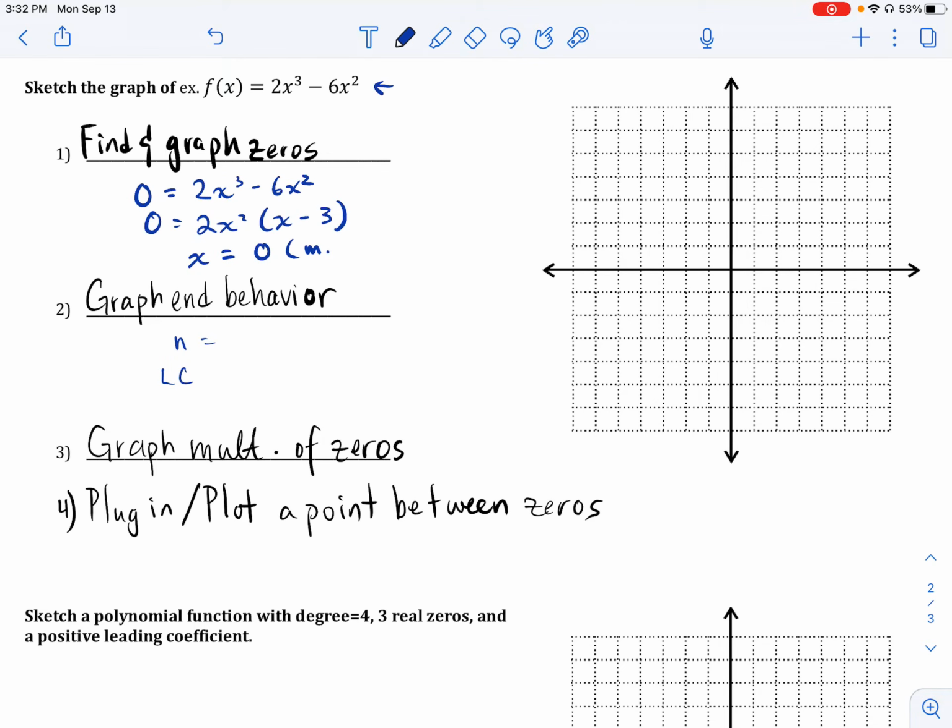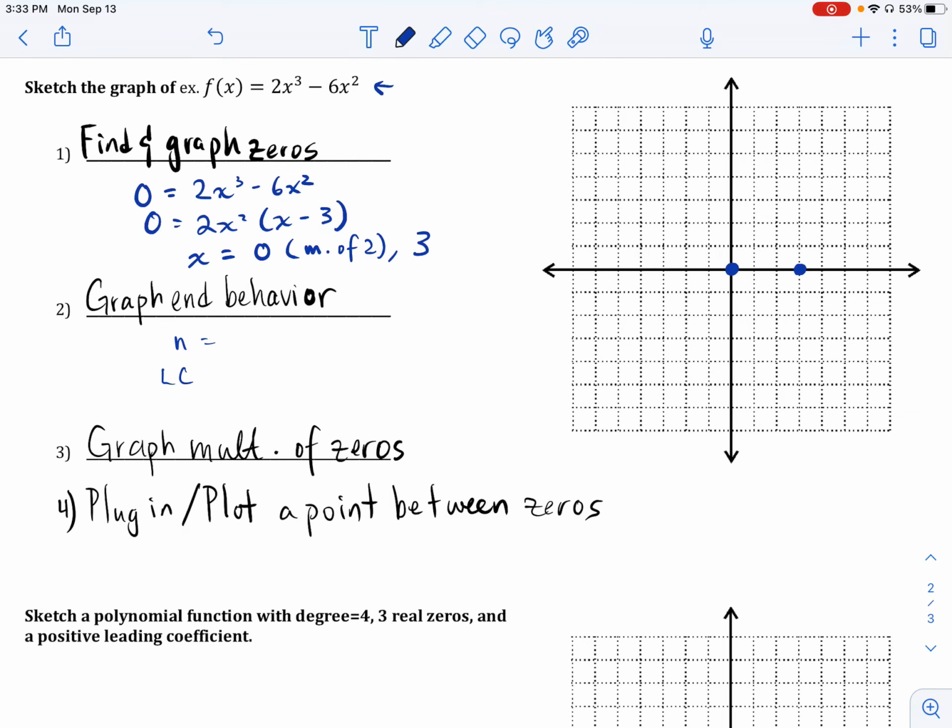and we notice that that 0 appears twice, so we say that it has a multiplicity of 2. And then 3 is the other 0. So we found our zeros, and now let's graph them. We're going to have one zero at 0, and then another zero at 3.